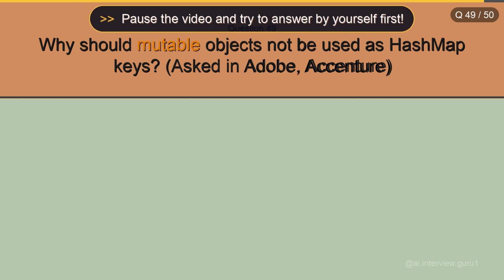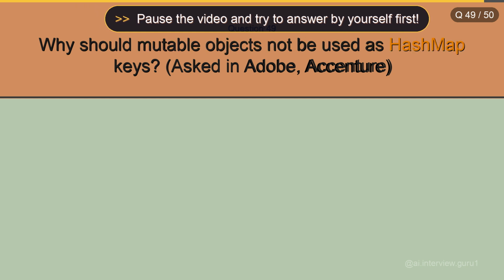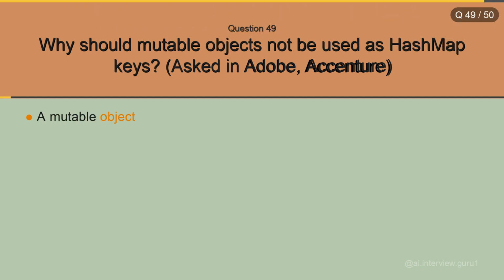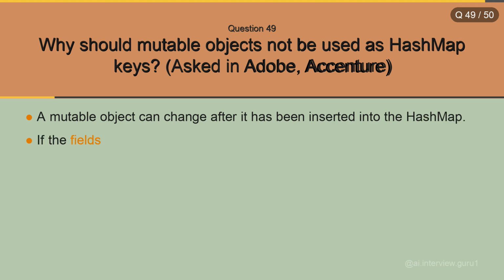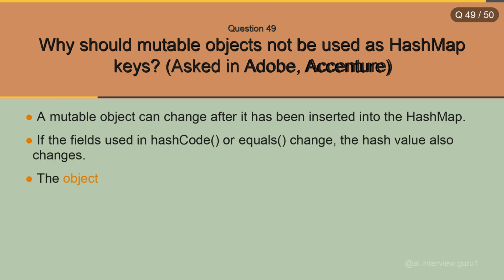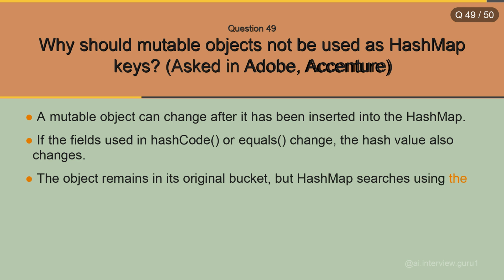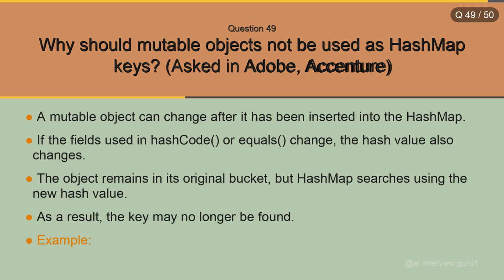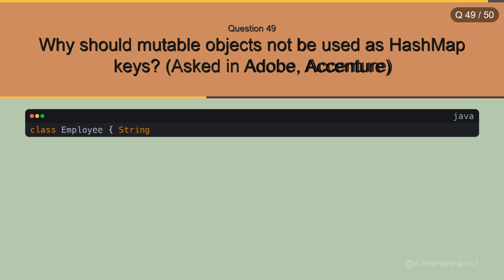Why should mutable objects not be used as HashMap keys? A mutable object can change after it has been inserted into the HashMap. If the fields used in hashCode or equals change, the hash value also changes. The object remains in its original bucket, but HashMap searches using the new hash value. As a result, the key may no longer be found.